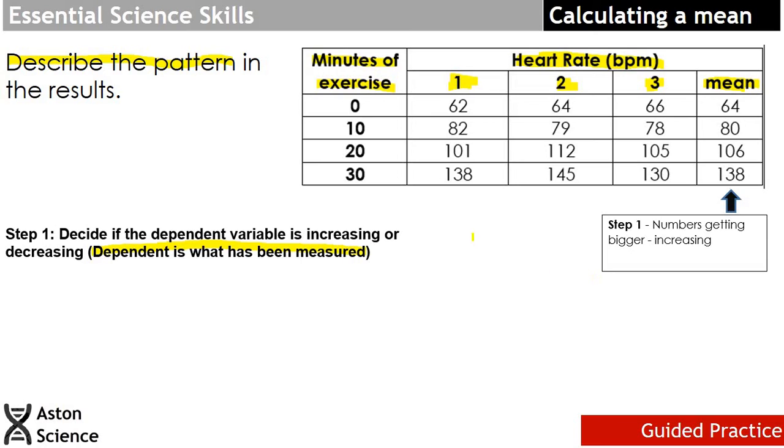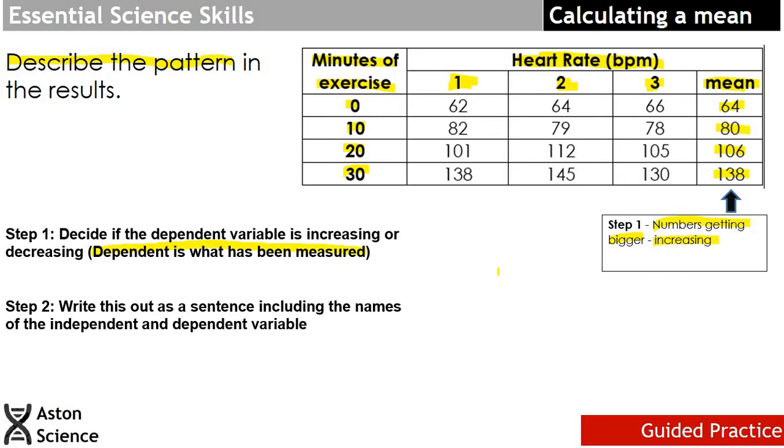We then need to decide if our dependent variable is increasing. So let's have a look. At 0 minutes we have a mean of 64, at 10 minutes a mean of 80, at 20 minutes a mean of 106, then at 30 minutes a mean of 138. So as we can see, the numbers are getting bigger, meaning our dependent variable is increasing.